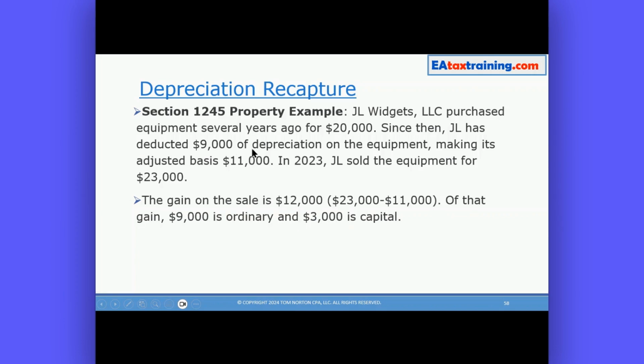They took $9,000 of depreciation, which means they got an ordinary deduction for that depreciation. So therefore, $9,000 of their gain is going to be considered ordinary. They are said to have to recapture that depreciation deduction that they took. The remainder then is capital gain. Now, if their gain had been less than $9,000, then it all would have been considered ordinary income. But since they had more gain than their previous depreciation, they do get to treat the excess as capital gain.